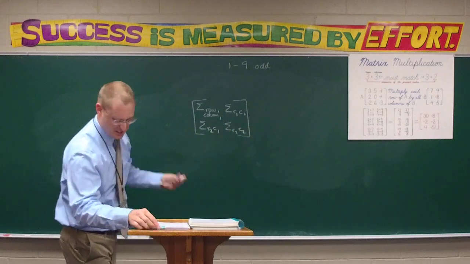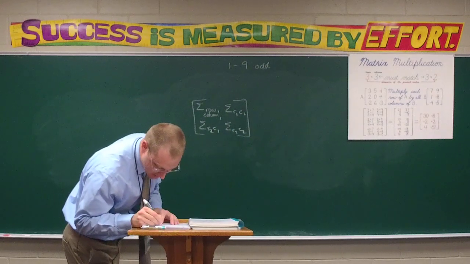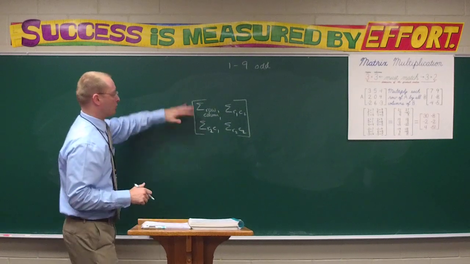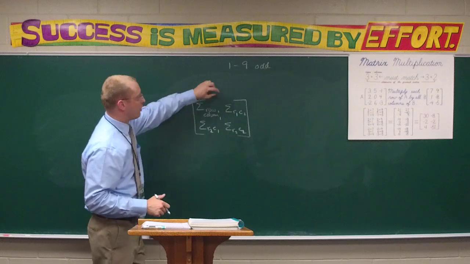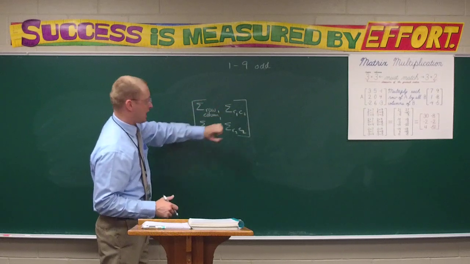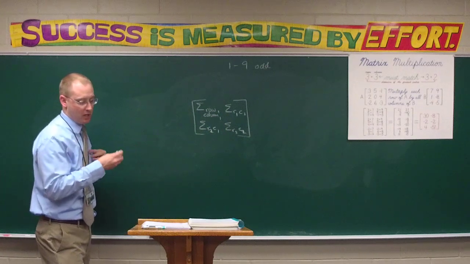I just realized that's not written correctly. What am I doing here? Row 1, column 2. Okay, so row 1, column 1, the sum. Row 1, column 2, the sum. Row 2, column 1, the sum. Row 2, column 2, the sum. That's what we're going to be doing here in just a moment.